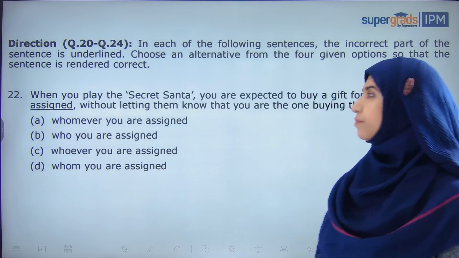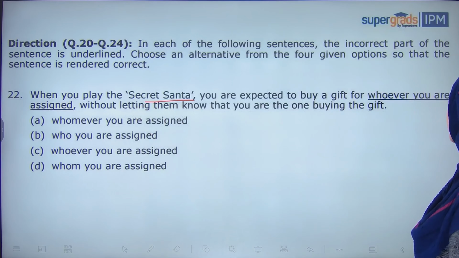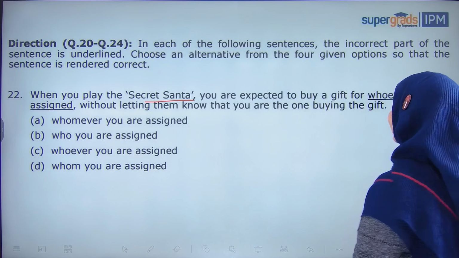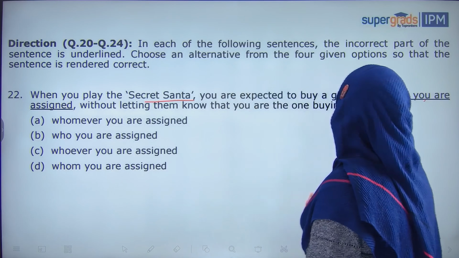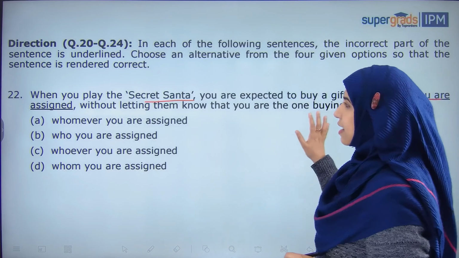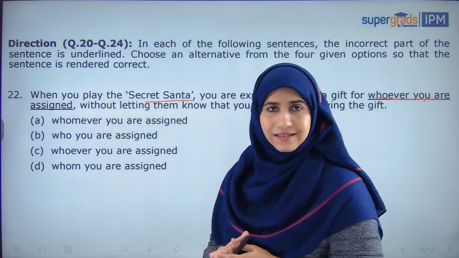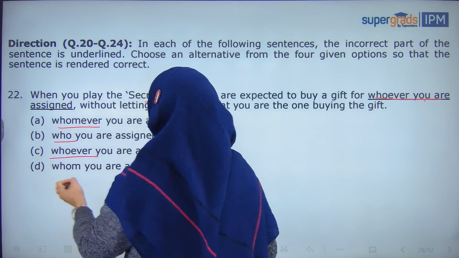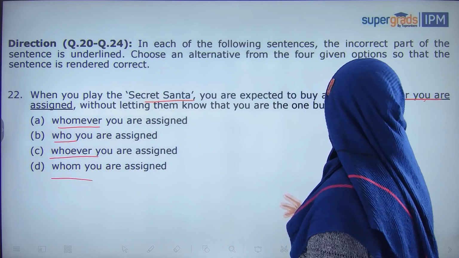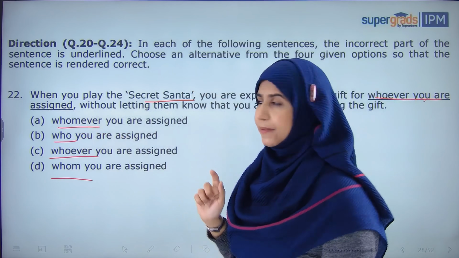Question 22. When you play the Secret Santa, you're expected to buy a gift for whoever you are assigned without letting them know that you are the one buying the gift. Interesting. Okay. Now the point is, this is the underlined word or phrase in this case. We have to see which option fits in the best. The point here is it's about the pronouns here. Whoever you are assigned. It should be whomever you are assigned.